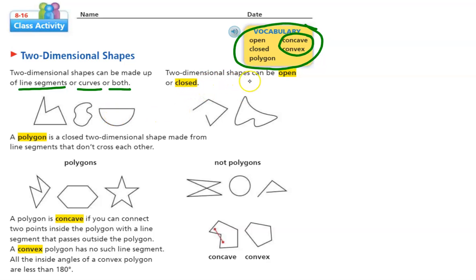And then it says a two-dimensional shape can be open or closed. So since this is two-dimensional, you can have a shape that's open or closed. Now this is just simply talking to you about shapes.